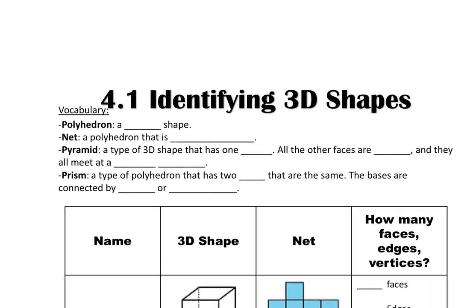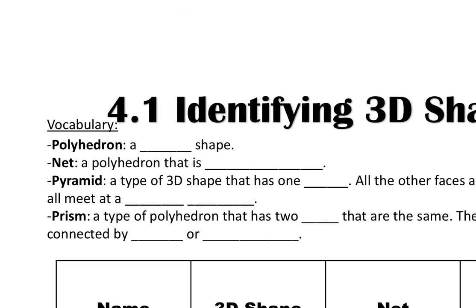All right, so let's do some vocab first. When I say a polyhedron, I want you to know I mean that it's a 3D shape.